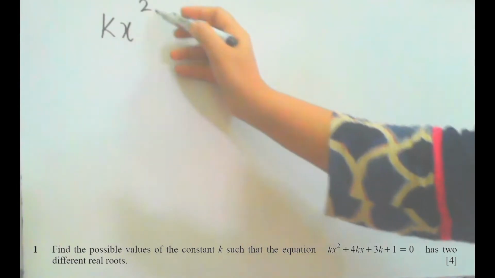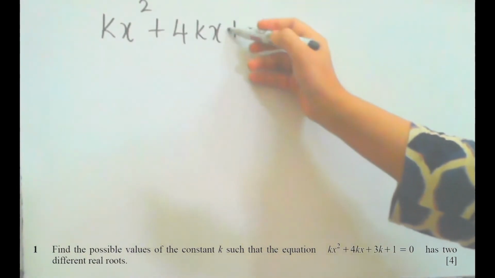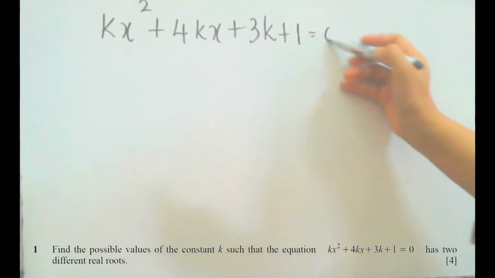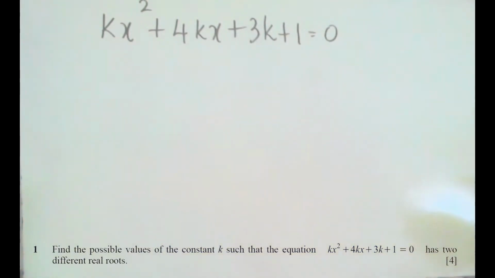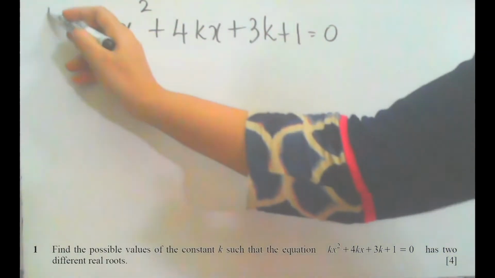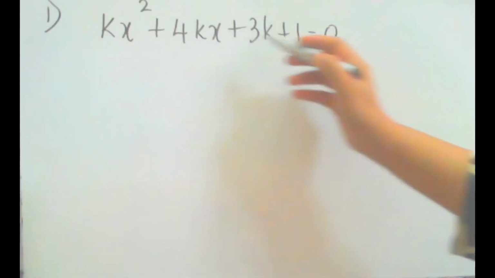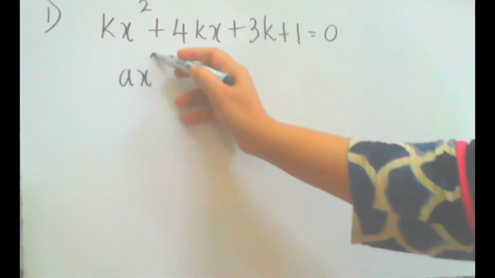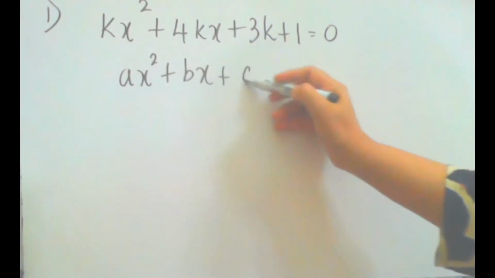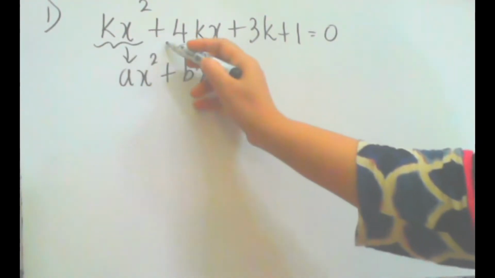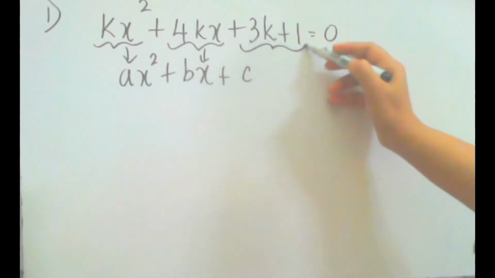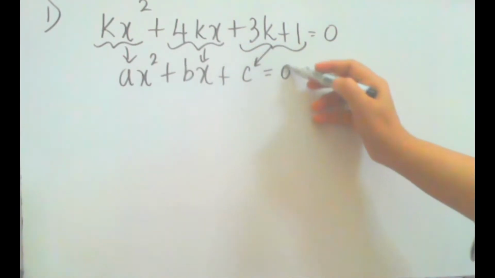Find the possible values of the constant k such that the equation kx² + 4kx + 3k + 1 = 0 has two different real roots. So we have to show that this equation has two different roots. As we can see, this is a quadratic equation of the form ax² + bx + c = 0, where this is ax², this term is bx, and these terms together are c.